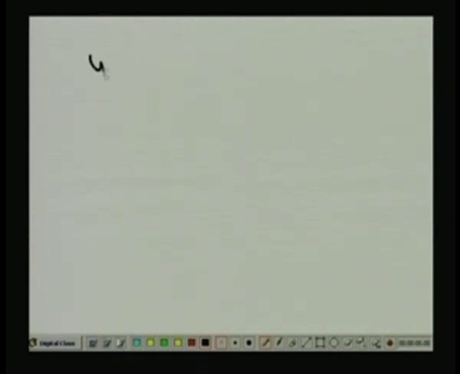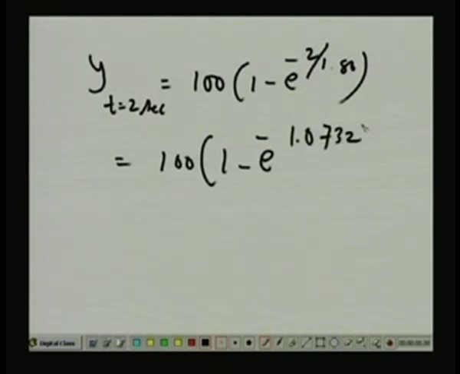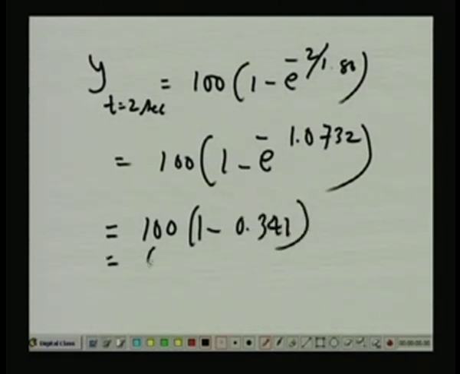Now, if I put t equal to 2 seconds, y equal to 100 times (1 minus e to the power minus 2 by 1.86), so equal to 100 times (1 minus e to the power minus 1.0732), so it is equal to 100 times (1 minus 0.341), is equal to 65.8 degrees centigrade. So, this is the temperature after 2 seconds.